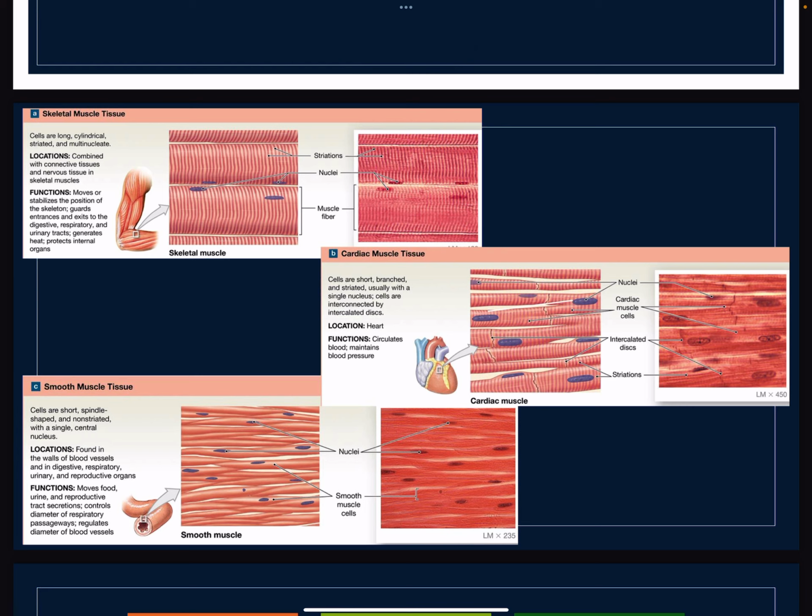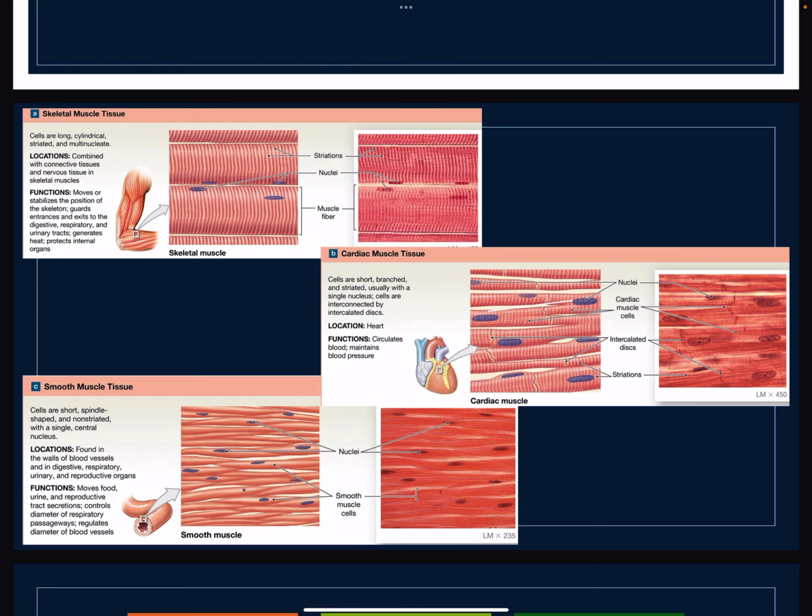The cells are interconnected by intercalated discs, and the location is going to be in the heart. It's going to circulate blood and maintain blood pressure, and so that's why the cardiac muscle tissue looks like this. It's because of the heart and blood vessels, you get the idea.